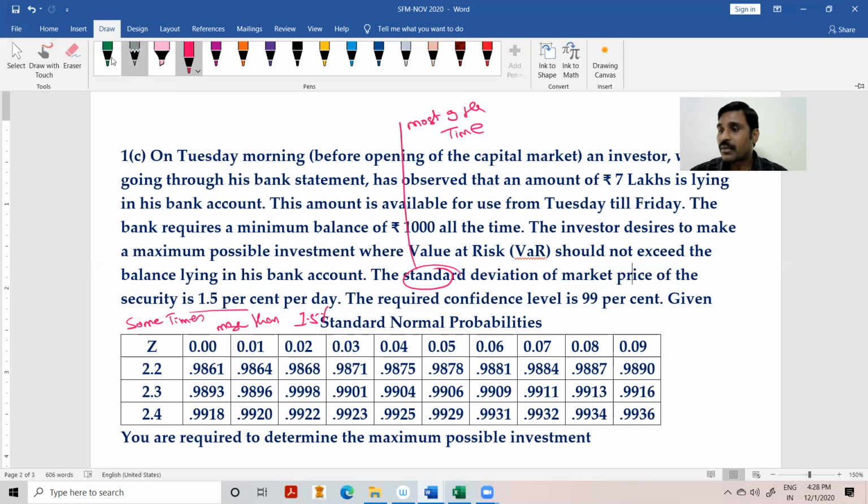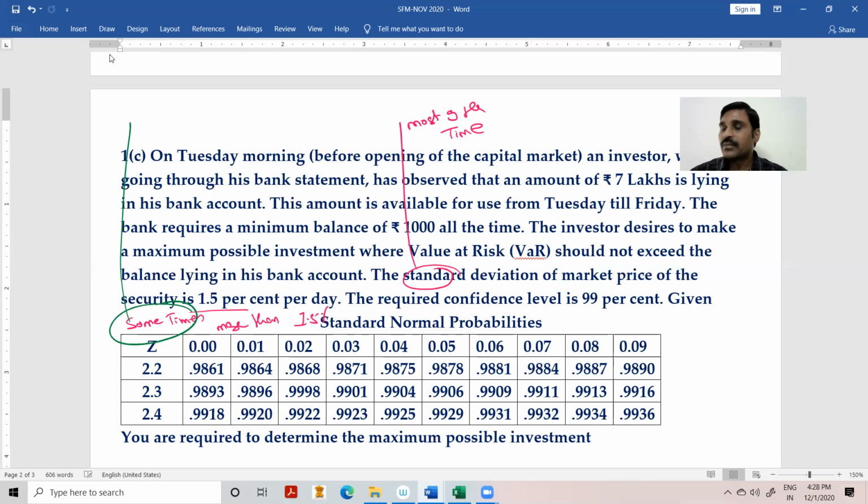How many of these sometimes is our question. How many times are we having more than 1.5%? There is a chance. Most of the times my stock price is falling 1.5% per day, but there are some times when my stock price is falling more than 1.5%. In this problem we are focusing on how many times the stock price is falling more than 1.5%. This is the one standard normal distribution.